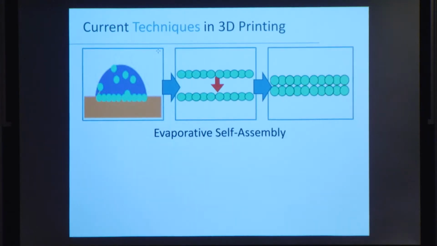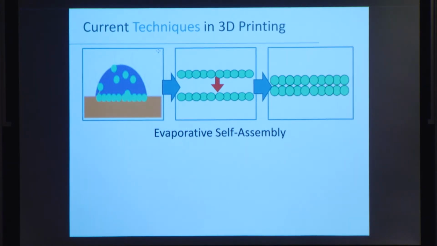And there are two current techniques in 3D printing that we must first understand to grasp our problem. So the first is evaporative self-assembly, which basically assembles individual layers of crystalline colloids on a heated substrate surface, and then they're subsequently stacked on top of each other to form these microstructures. And although we're able to form these crystalline microstructures, they're limited to 2D planar designs and are therefore impractical on a 3D functional scale.